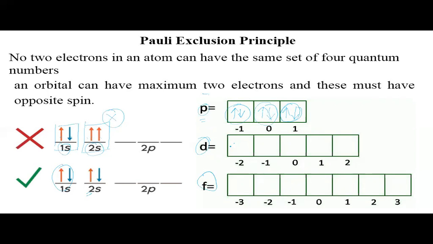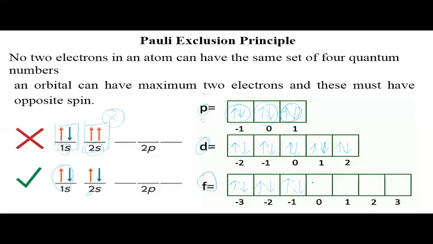Similarly for the d subshell, this upward arrow and downward arrow indicate that they have different spin. Similarly for the f subshell, they have opposite spin.